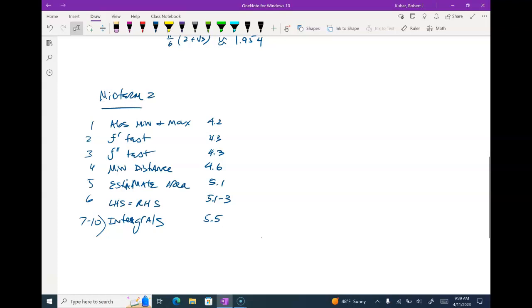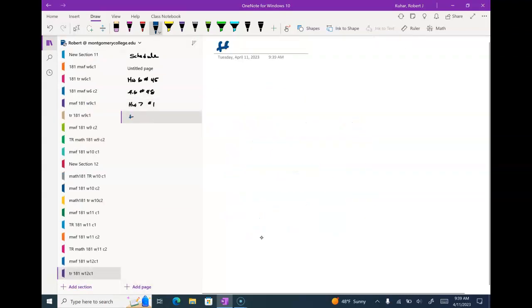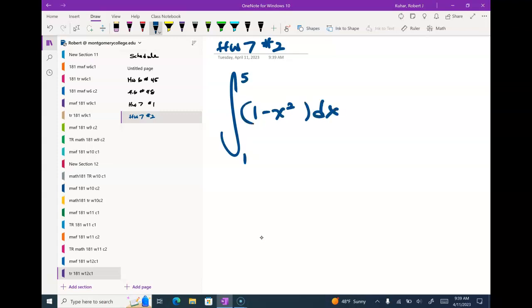So, all right, let's do homework 7, problem 2. I had asked you for the integral from 1 to 5 of 1 minus x squared dx. And you can see why do I need to put that 1 minus x squared in parentheses? What's your opinion on that? I'm going to draw it over without. What's your opinion on why I need parentheses there?